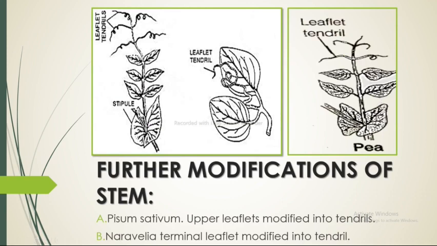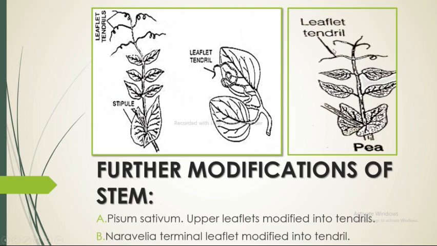So further modifications of the stem. In the first figure, you can see this is Pisum sativum. The upper leaflets are modified into the tendrils. This is stipule and these are the leaflet tendrils. And in the second figure, you can see this is the Naravelia, terminal leaflet modified into a tendril. So this is the leaflet tendril.